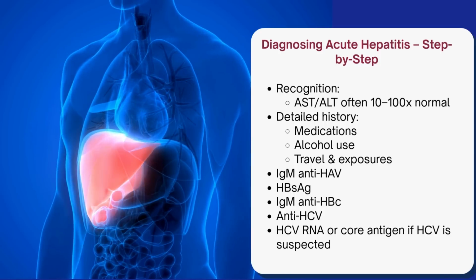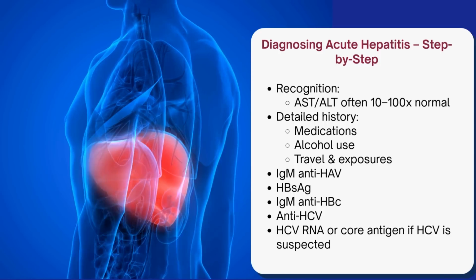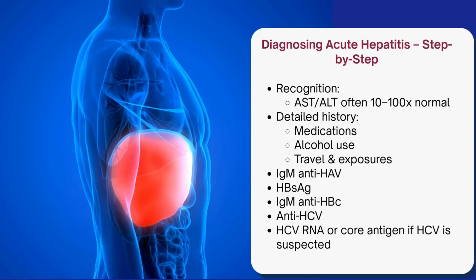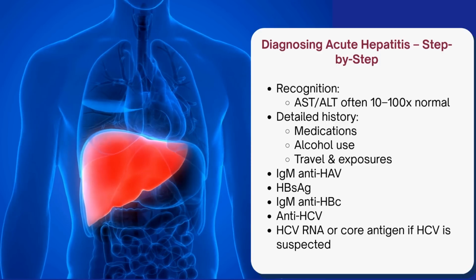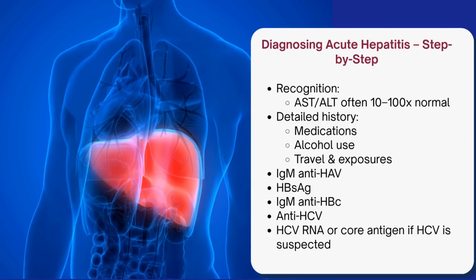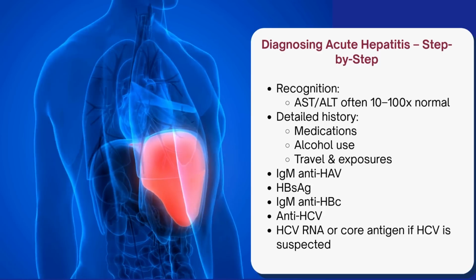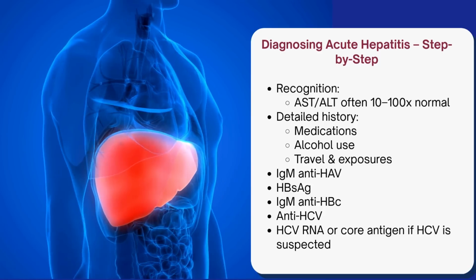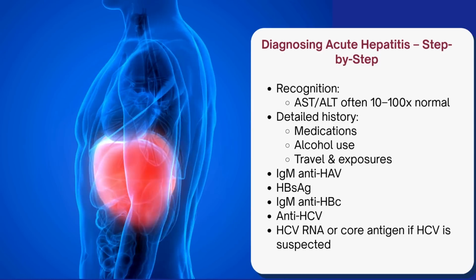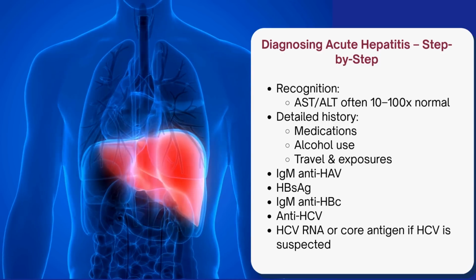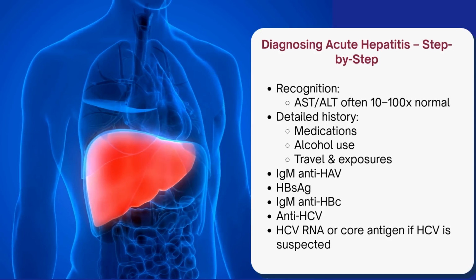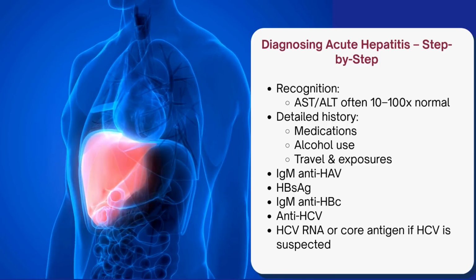So how do we put all this together? When someone walks in with acute hepatitis, the first step is recognizing it: elevated AST or ALT, often 10 to 100 times normal. Next, find the cause. Start with a detailed history: medications, alcohol use, travel, recent exposures. Initial lab tests typically include IgM anti-HAV, HBsAg, IgM anti-HBC, anti-HCV. Sometimes HCV RNA or core antigen if HCV is suspected.